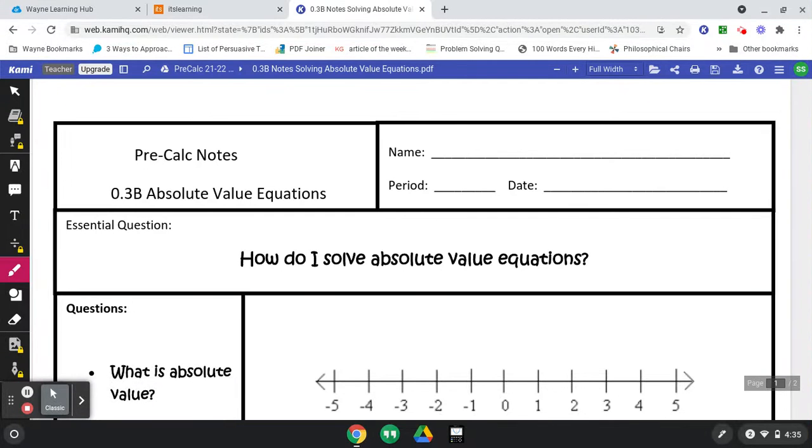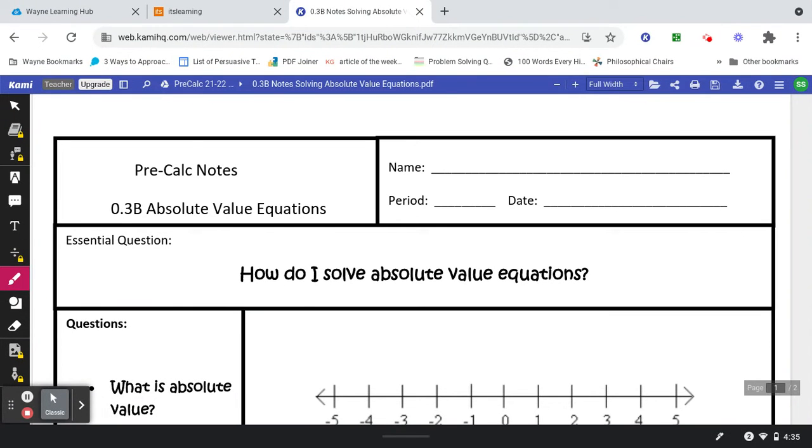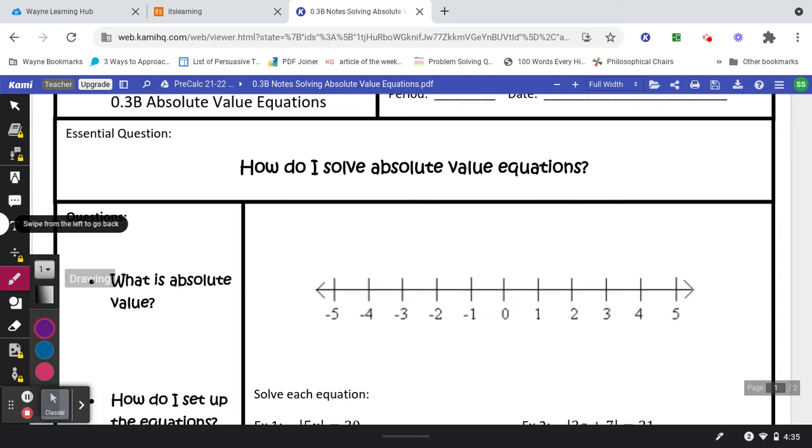These are the 0.3b notes for PreCalc. We're today going to be solving absolute value equations. So let's talk about first what absolute values are.